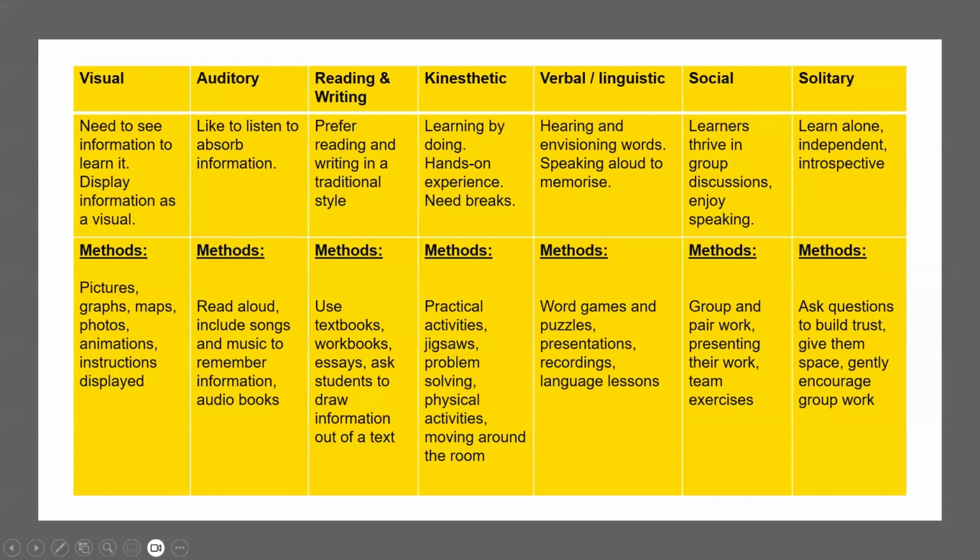Maybe you are playing music. The reading and writing individual wants to use a textbook, a workbook, an essay to grasp the content of the information, or so to say, to digest it. The kinesthetic wants to have hands-on activity. The verbal linguistic pupils want to hear and imagine words. So we can address that kind of scenario with word games and puzzles. The social learners thrive in group discussion, think-pair-share, talk tokens. The solitary want to work alone.